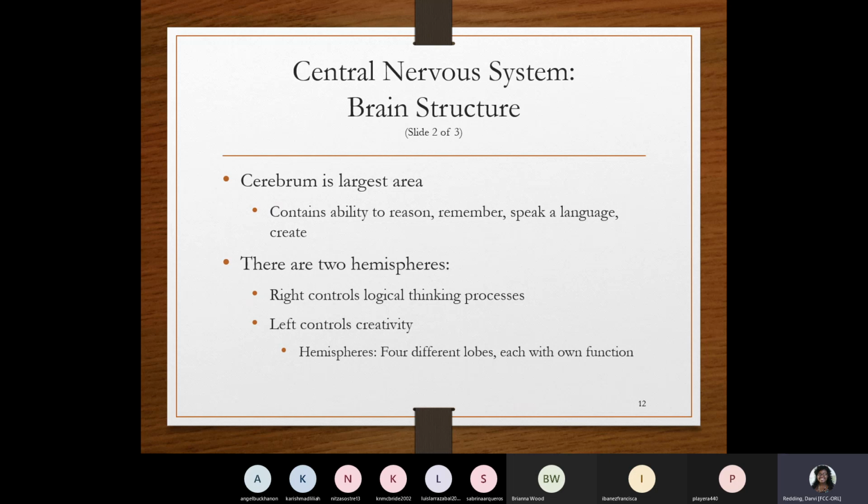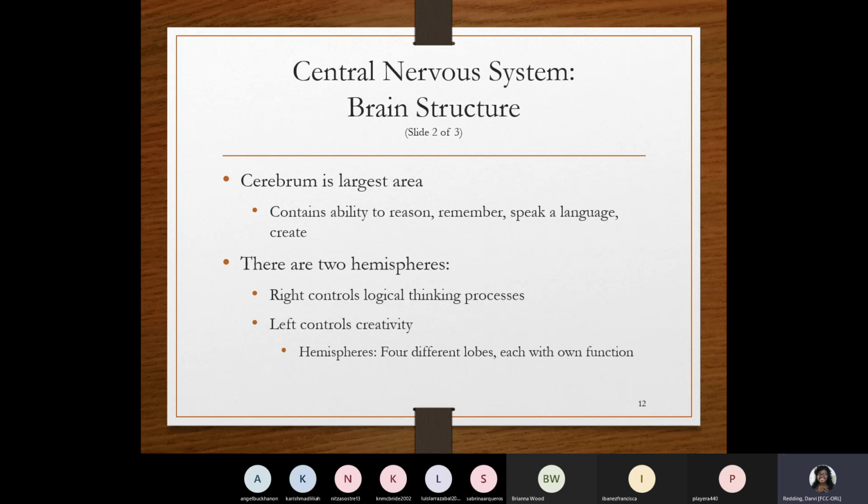Now, inside of the cerebrum, inside of our brain, we have two hemispheres. You have the right side, which controls the logical thinking process, and then you have the left side, which controls creativity. You might have heard of a saying or possibly a phrase where people say people who are left-handed tend to be more creative. That's because they are working off of more of the left side.